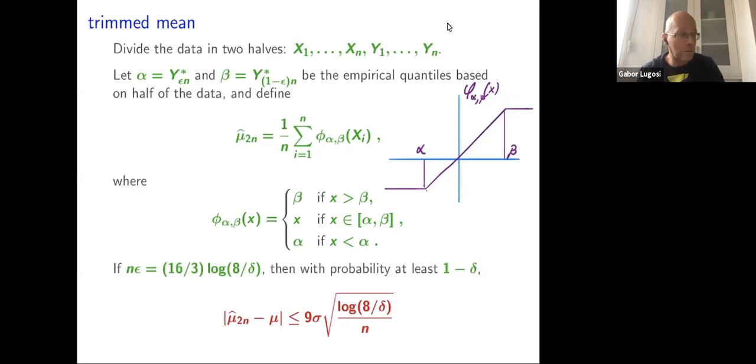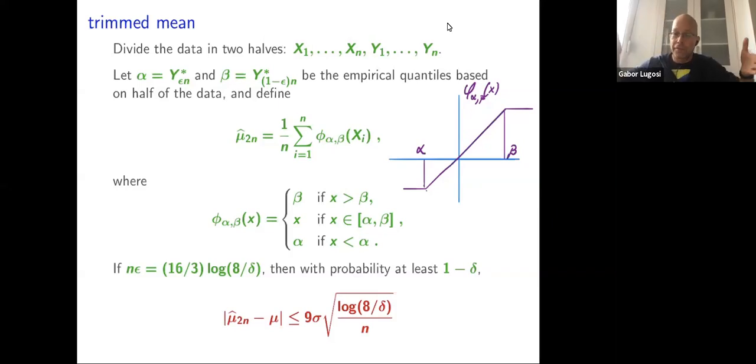And now what we do is that we just trim, this function phi that's plotted here, okay? Remember, alpha and beta are these chopping levels that we determine on the first half of the data. And we just flatten it out at alpha and we flatten it out at beta and take the empirical average of that based on the x1 to xn, okay? So this is like a trim mean.